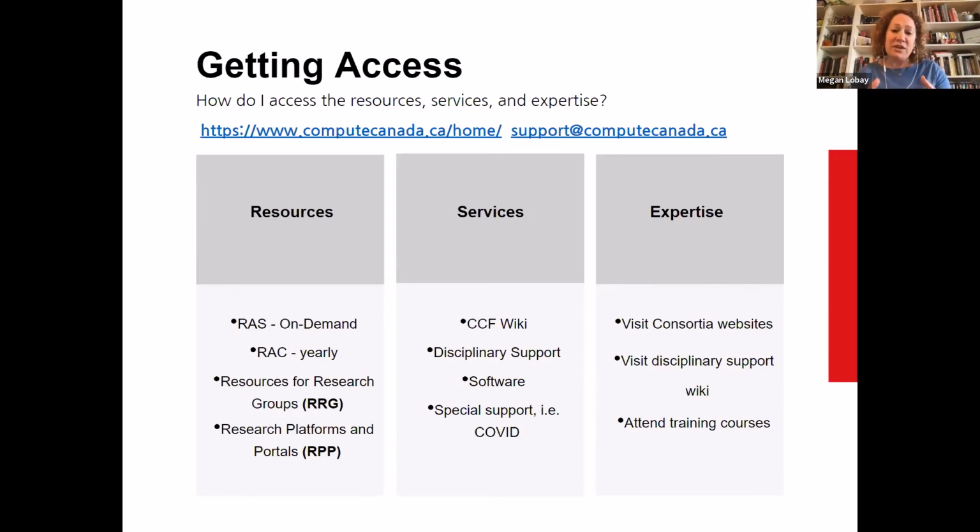We also have yearly resource allocation competitions, RAC, more R's, if you need access to larger amounts of resources. So there's the RRG, which are for bigger, more traditional HPC type jobs. There's also the RPP, research platforms and portals. That would look something more like a large website serving a lot of data to a larger community, for instance.